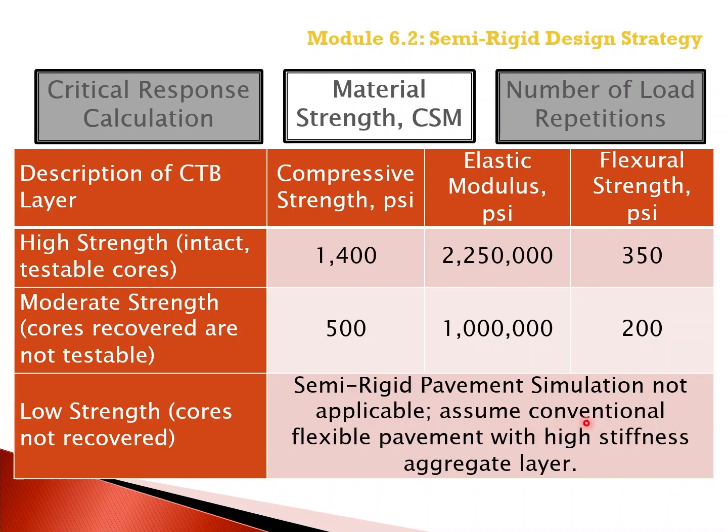And the user would simply assume a conventional flexible pavement design strategy where that stabilized or treated layer would have a higher stiffness that could be moisture dependent. It also could be constant throughout the design life of the pavement. And then the high strength and moderate, where we can recover cores of the material, are typically, as we've already mentioned, the default values or some average values that can be used for default.